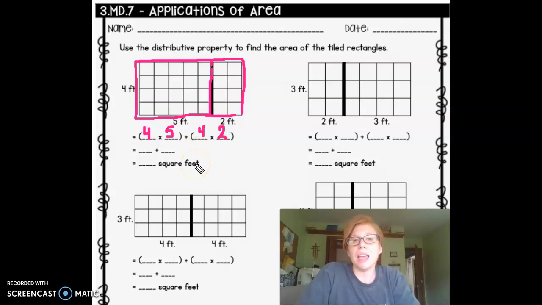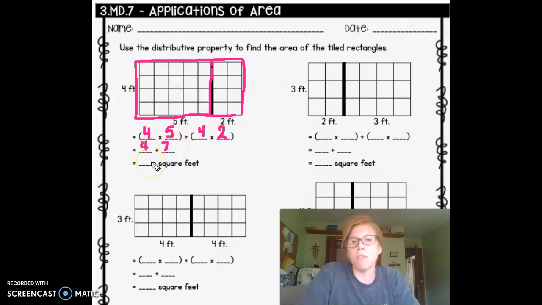Now that is the same thing as a rectangle that is 4 tall and 7 wide. So 4 times 5, which is this rectangle right here, plus 4 times 2, which is this rectangle right here, is the same thing as 4 times 7.